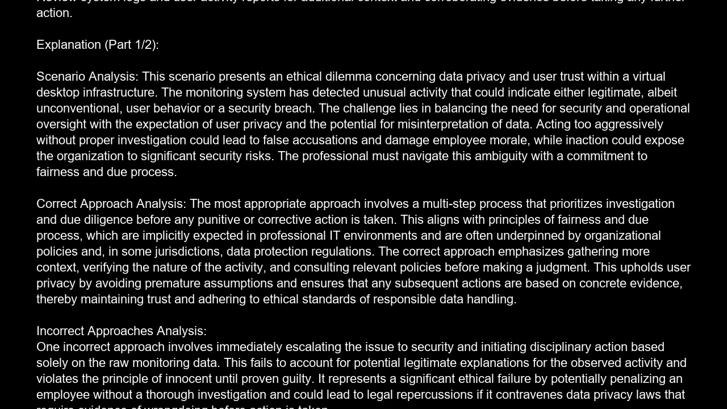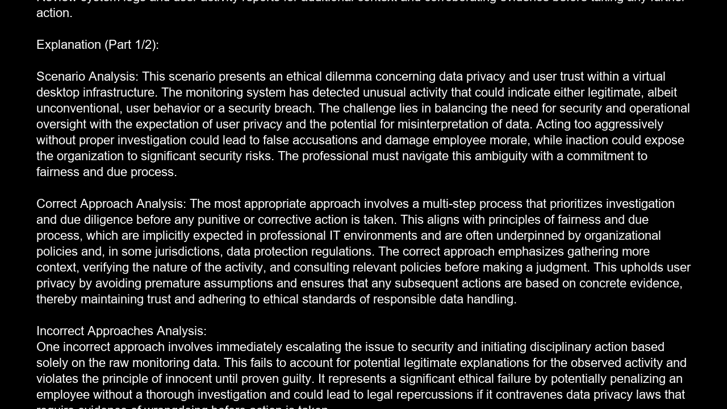The correct answer is D. Review system logs and user activity reports for additional context and corroborating evidence before taking any further action. Explanation. Scenario analysis. This scenario presents an ethical dilemma concerning data privacy and user trust within a virtual desktop infrastructure. The monitoring system has detected unusual activity that could indicate either legitimate, albeit unconventional, user behavior or a security breach.